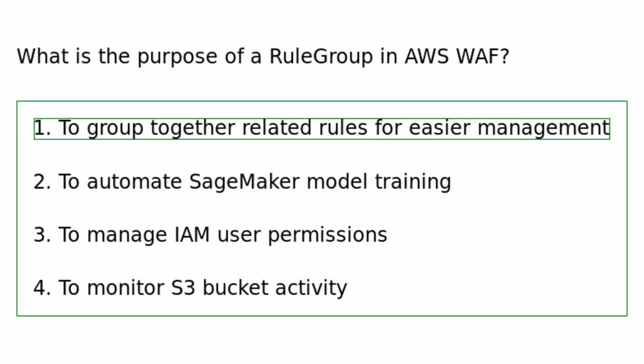A rule group in AWS WAF is used to group together related rules that define the criteria for web request inspection and allow for easier management and organization of rules.